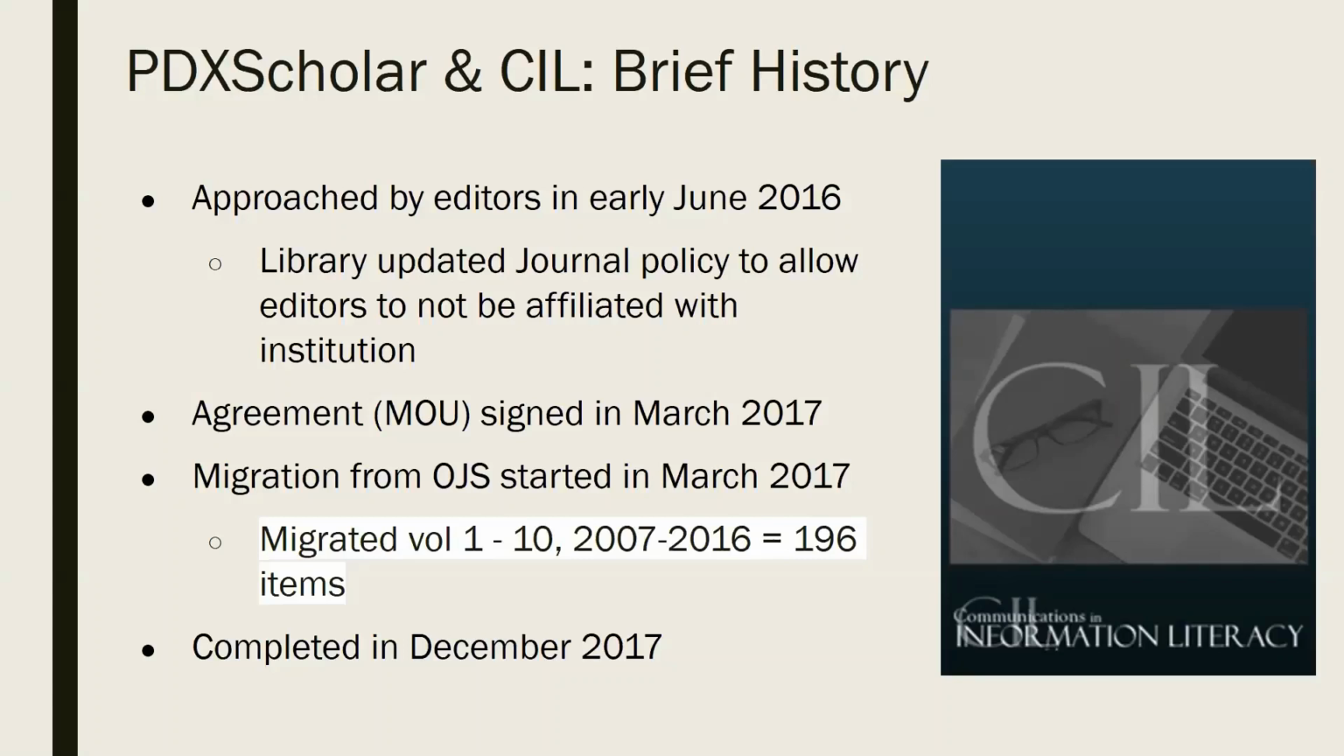We felt that migrating the journal content was an essential service that the library should be offering to editors. And during this migration period, we also finalized the new journal site and trained the editors on the new system. And all of this was completed by December of 2017. We really wanted to make sure that the CIL editors could start publishing in the following year, in January of 2018. So it was crucial and key for us to get everything up and ready during that time.